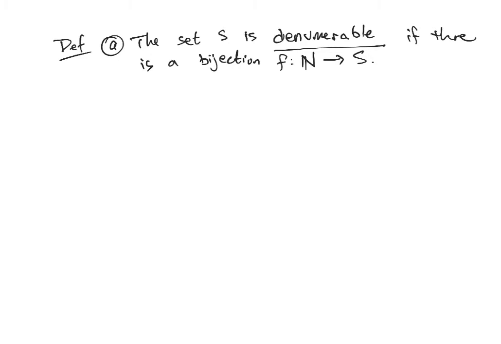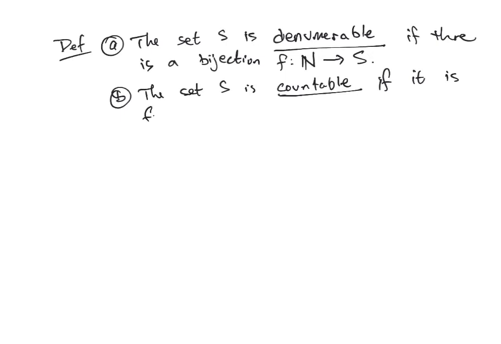You'll find other definitions of these terms elsewhere. The set S is countable if, okay, countable means we can count its elements 1, 2, 3, 4, 5, etc. Except we're also saying we can count the natural numbers because we can just keep going forever. So we're allowing ourselves to count forever. So it's countable if it is finite or denumerable.